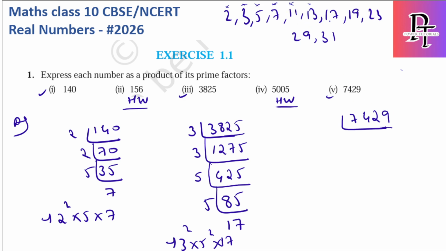What about 13? 13 table, 7429. 13 5s are 65, 92. 13 7s are 91. Okay, 13 is also not possible. So I think maybe 19 table, it will be divisible.